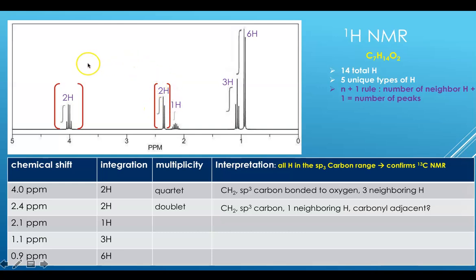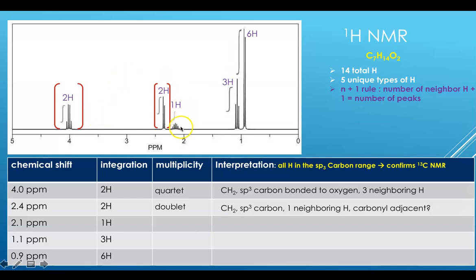I'm sorry, I forgot to mention that this one way downfield here at 4 in the sp3 range is going to be bonded to an electronegative atom because it is so far downfield in this sp3 carbon range. So that's going to be our sp3 carbon that is bonded to an oxygen.